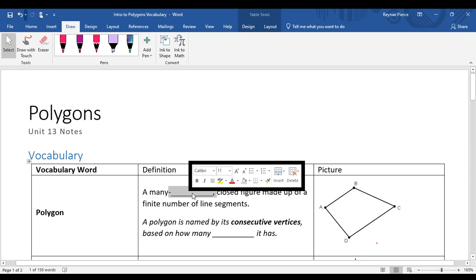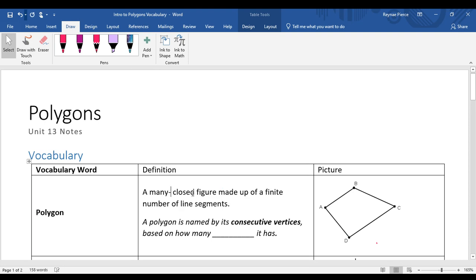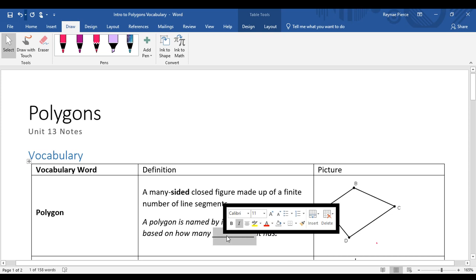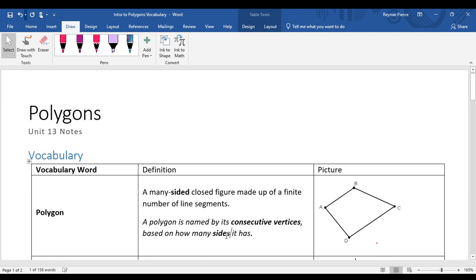Okay, Unit 13, we're going to start talking about polygons. A polygon is a many-sided closed figure made of a finite number of line segments. So that just means there's a number of line segments that we can count. Okay. Over here, this is a good example of a quadrilateral. And that's how we name or classify polygons, based on how many sides it has.